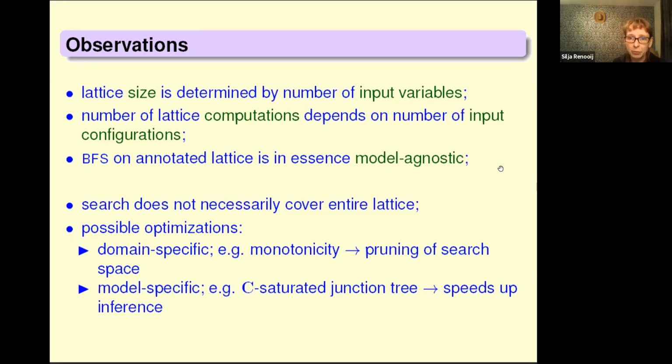Well, in the example, we covered the entire lattice from top to bottom. That is not necessarily always the case. And there are further optimizations possible. Some could be domain specific. For example, we can use monotonicity properties if we know that higher ordered input values result in higher ordered output values. I can say, okay, I'll just check the lowest ordered value for the counterfactual.